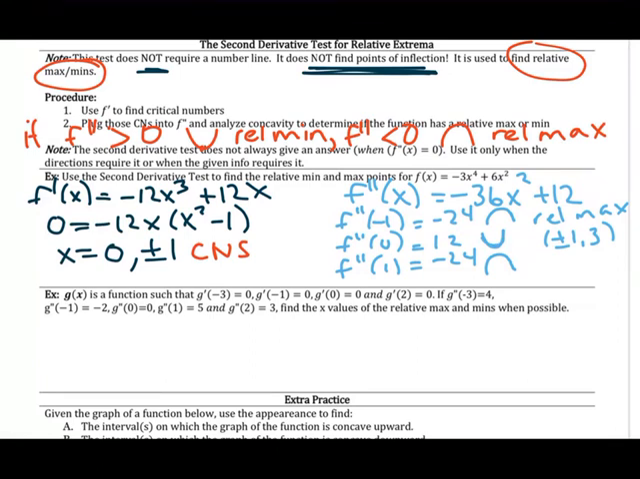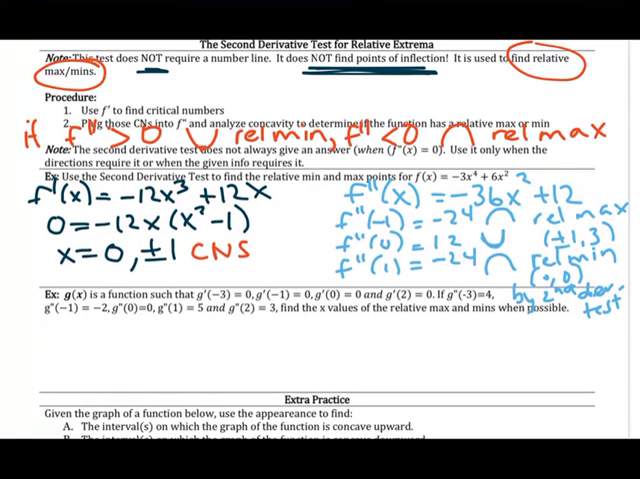We have a relative min when x is 0. And when x is 0, the function is also 0. So we have a relative min at the point (0, 0). And we know this by the second derivative test. So find your first derivative and your critical values, plug those into your second derivative to determine the concavity, and that will tell you if you have relative maxes and mins.